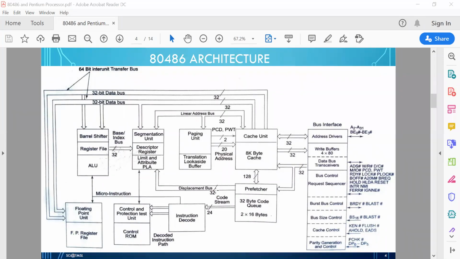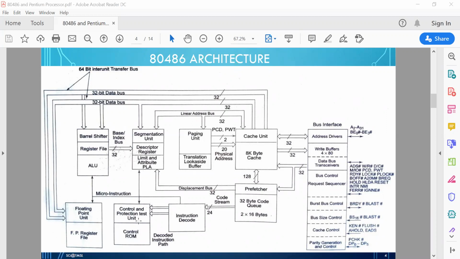Next is the instruction decoder unit, which receives 3 bytes of undecoded instructions from the prefetcher queue and transfers the decoded instruction to the control and protection test unit.